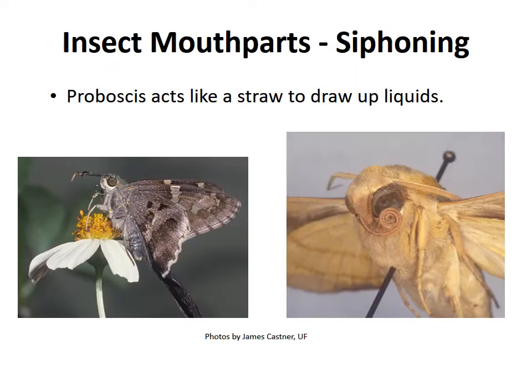Some insects have a siphoning mouth part. This is called a proboscis, and this is what you would find in any butterfly or moth. A butterfly or moth would take its proboscis, which is normally coiled up, straighten it out and insert it into a flower to drink the nectar.